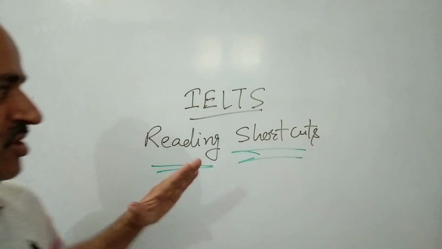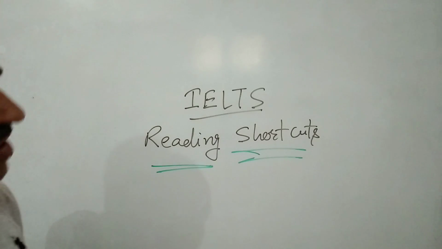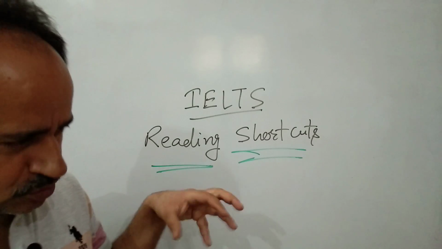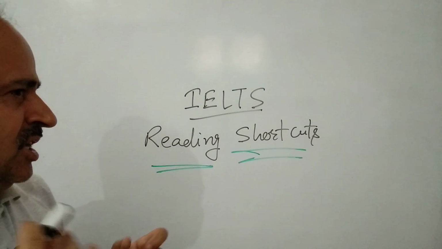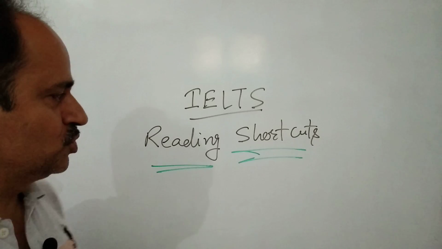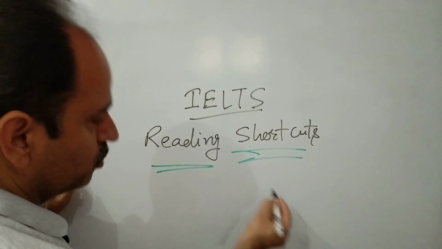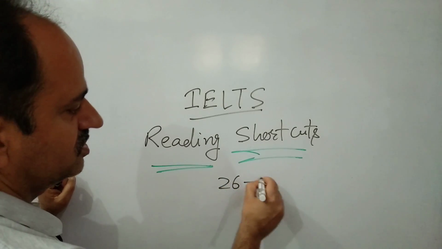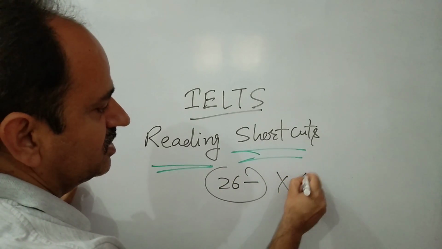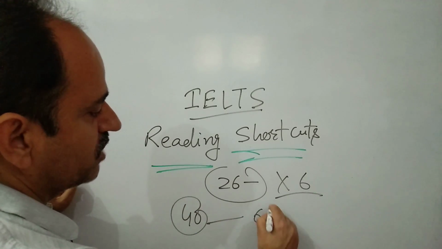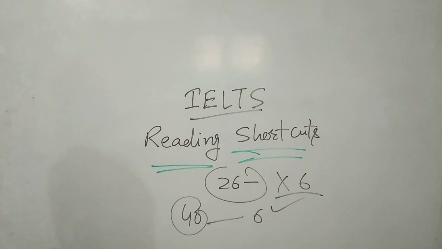At that time these shortcuts can be of great use, because instead of leaving questions unattempted, it's better that we use certain tricks, certain hacks to attempt all the questions. Because if you attempt only 2 passages, meaning 26 questions, then you will not get 6 bands. If you attempt 40, then the chances of getting 6 bands are very high. So let's see what shortcuts we can use in IELTS reading.